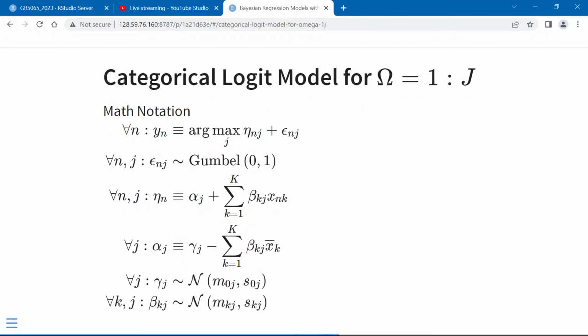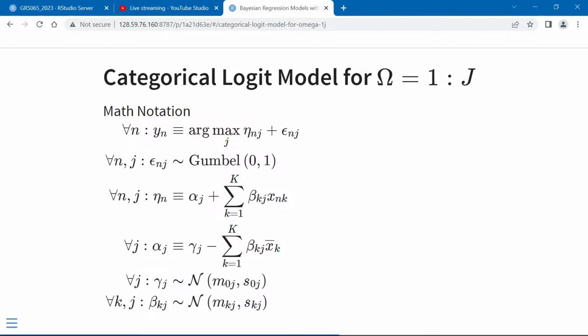Okay, so let's think about some models that you could do with BRMS that you cannot currently do with RStanArm. One is the so-called categorical logit model for outcomes that are defined on a sample space. They consist of the integers between 1 to J, which we think of as labels rather than numbers.